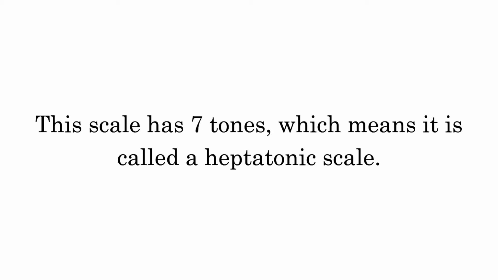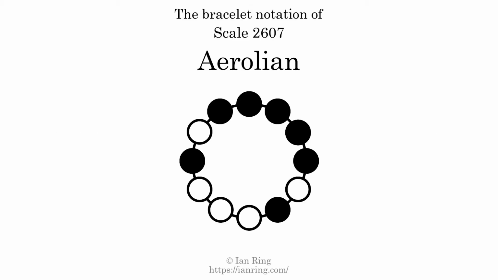This scale has 7 tones, which means it is called a heptatonic scale. This is a bracelet notation diagram of scale 2607. The shaded circles represent tones that appear in the scale, and they are read clockwise, starting at the top.